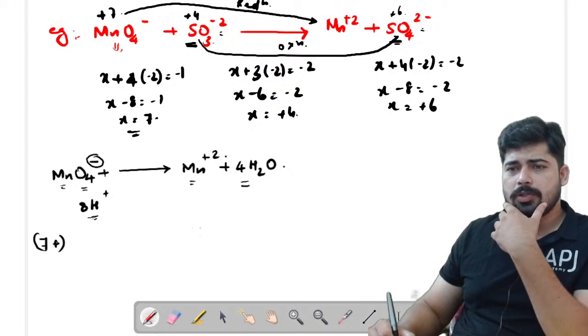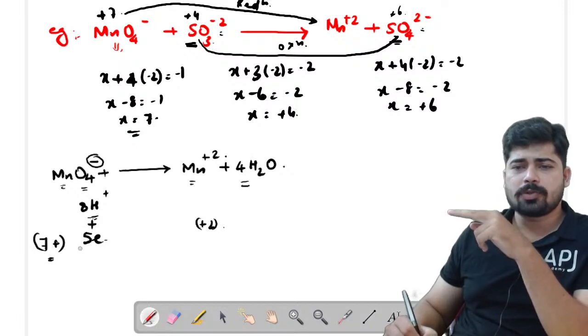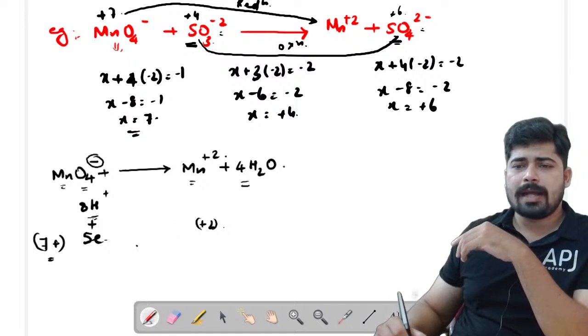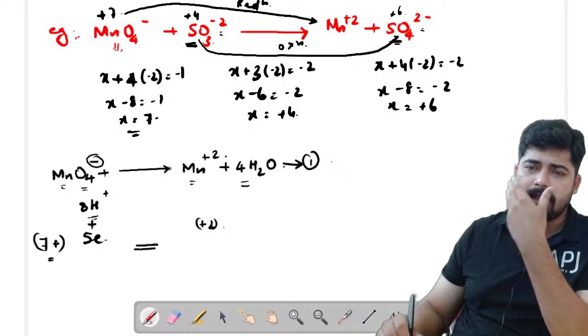Here there is 2+ charge, right? Only 2+ charge. So in order to balance them, I have to add 5 electrons here so that the 7+ charge will reduce to 2+ charge. So balancing of the first reaction is complete. This is our first reaction.